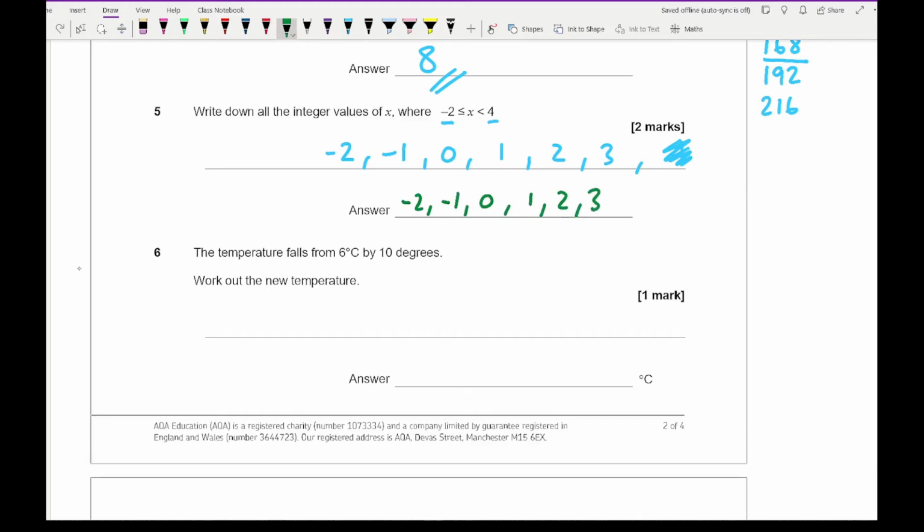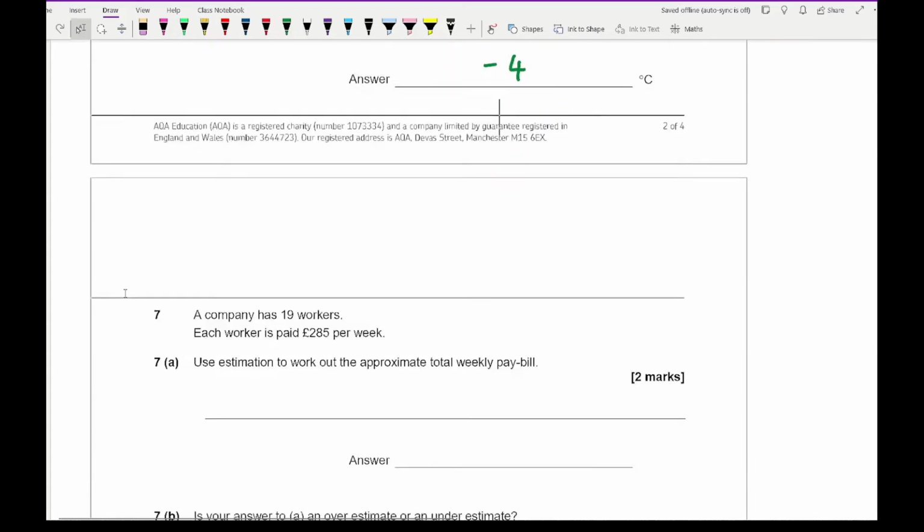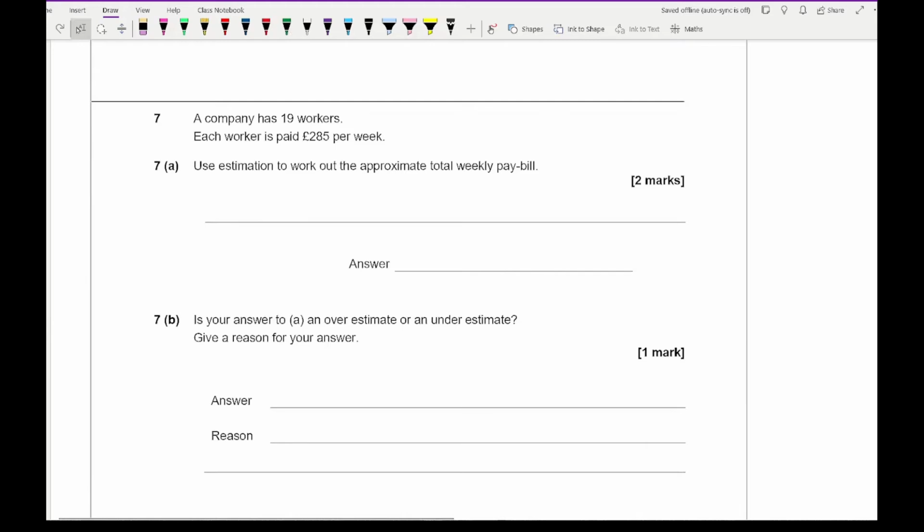Question 6 says the temperature falls from 6 degrees by 10 degrees. So what this question is asking us to do is 6 minus 10, which gives us a final answer of -4. And moving on to question 7, it says the company has 19 workers. Each worker gets paid $285 per week. Use estimation to work out the approximate total weekly pay bill.